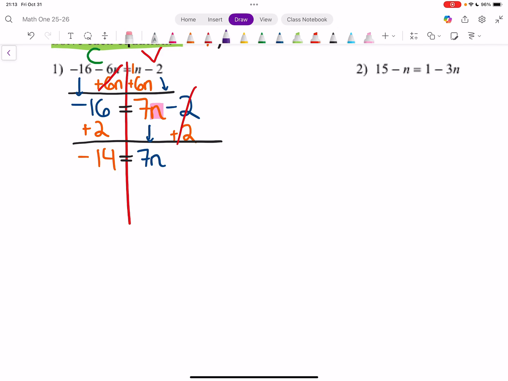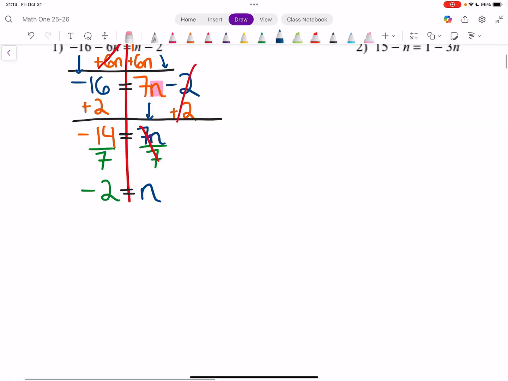Lastly, I need to undo this imaginary or invisible multiplication that's happening there, 7 multiplied by n. The inverse or opposite of multiply is divide. I will divide both sides by 7 because that's what's attached to the n. On the left-hand side, I have a negative 2. And then on the right-hand side, 7 divided by 7 is 1. So what remains is a single n, which is exactly what I want.